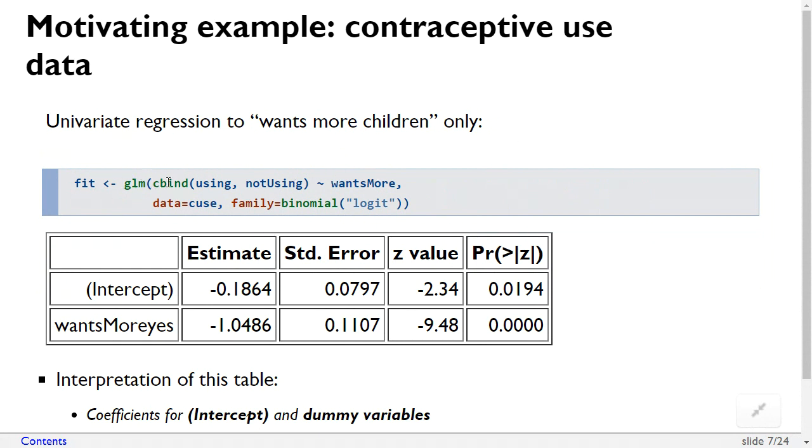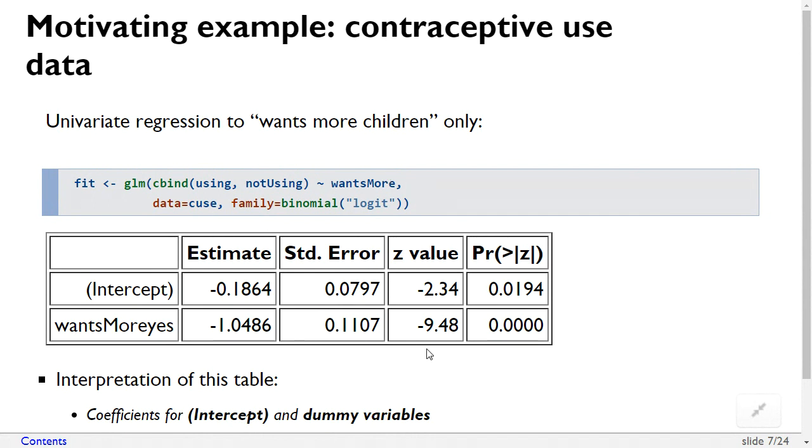I plug this into the GLM function using, remember, this kind of funny cbind method where I just bound together these 2 columns. It's a shortcut for having to create a really long, skinny data frame with wants more as the predictor. Specify the data set, which I called Qs. You can look in the lecture notes, in the RMD file itself, for the command that loaded the Qs data set from the internet. And I specified under family that I wanted a binomial error model with the logit link function.